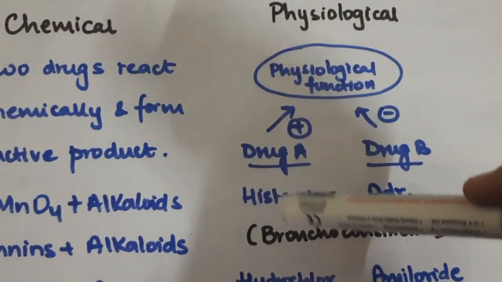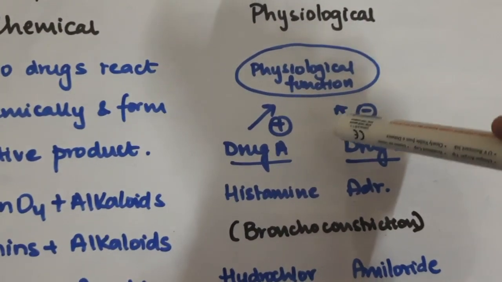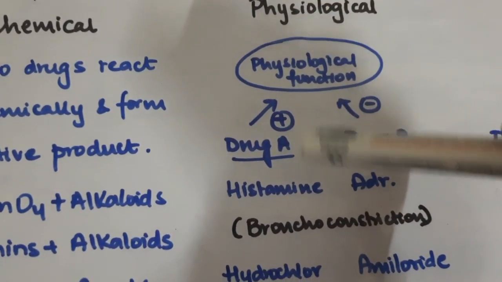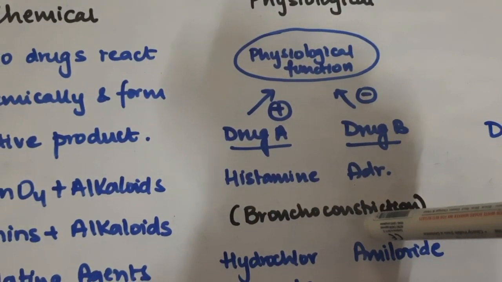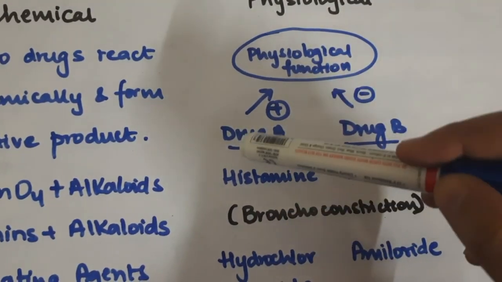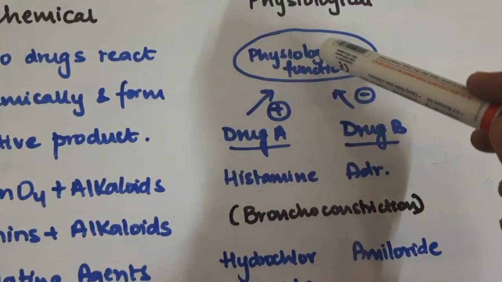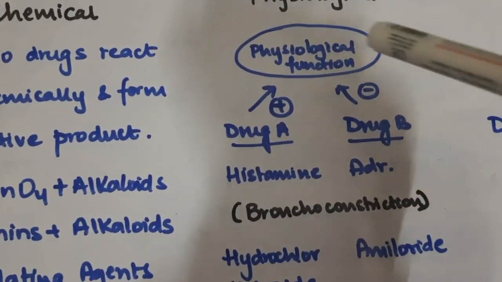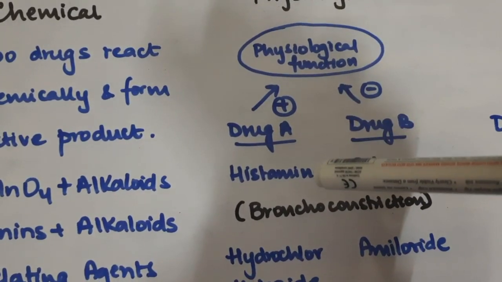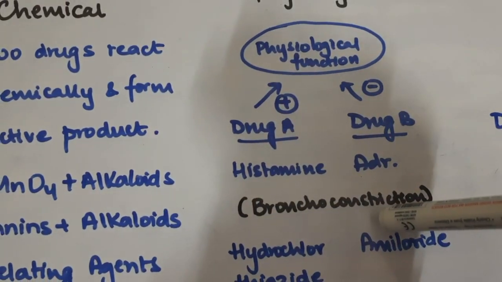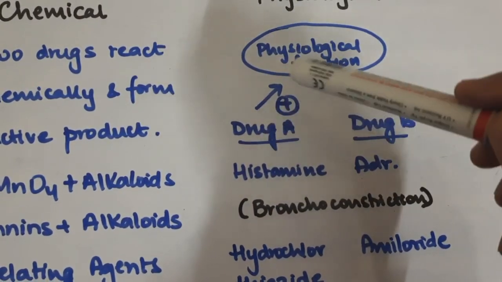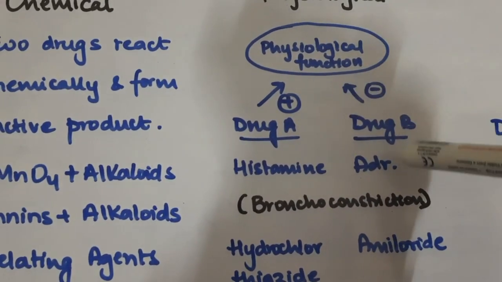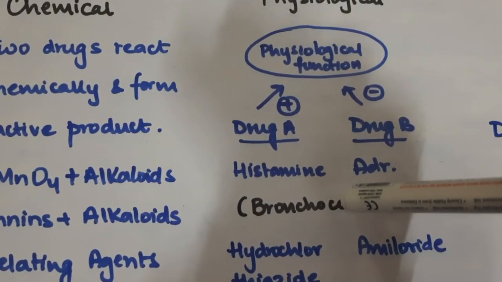Next, we have physiological antagonism. In physiological antagonism, there is a physiological function in the body. So let's say there's bronchoconstriction. One drug will potentiate it, or cause this physiological action. The other drug will inhibit this physiological action. So again, if we talk about bronchoconstriction, histamine will increase bronchoconstriction, whereas adrenaline will decrease bronchoconstriction.